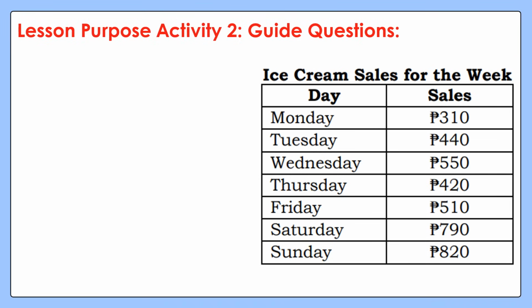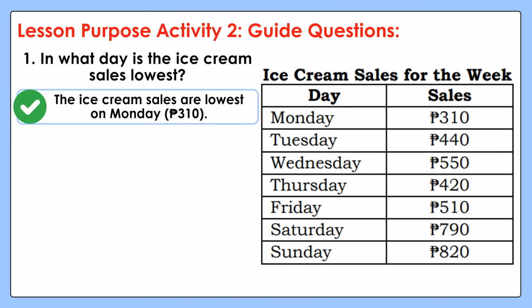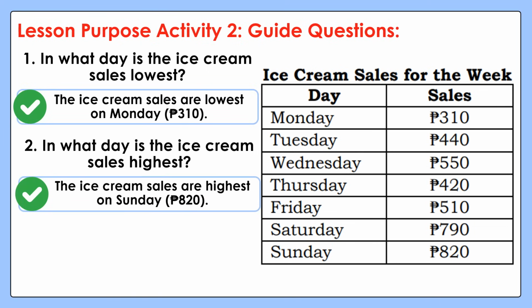Let's answer the guide questions. Number 1, in what day is the ice cream sales lowest? The answer: the ice cream sales are lowest on Monday with 310 pesos. Number 2, in what day is the ice cream sales highest? The answer: the ice cream sales are highest on Sunday with 820 pesos.